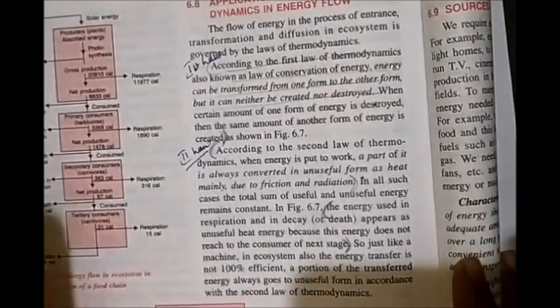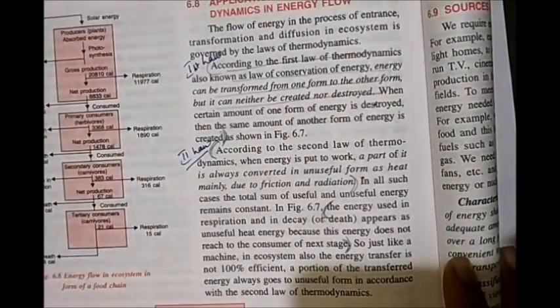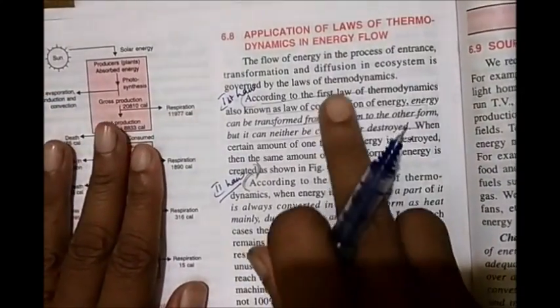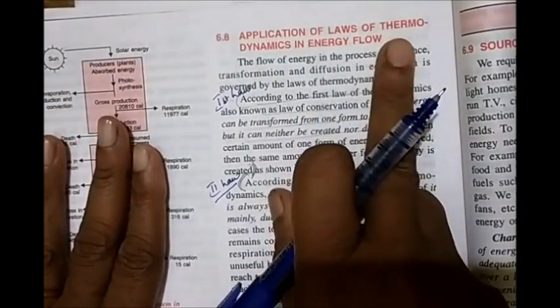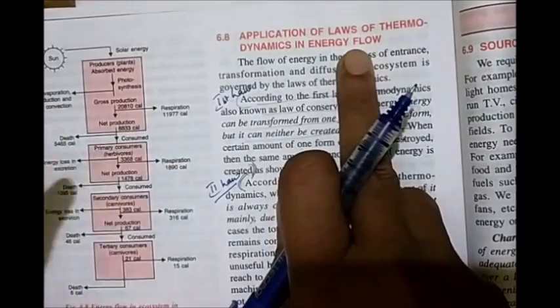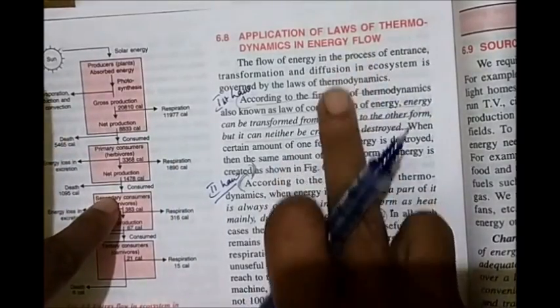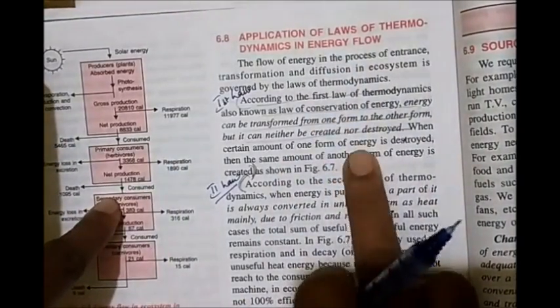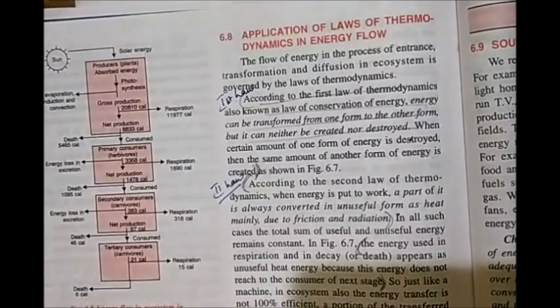So the question that comes is, you don't worry about this table, these numbers and all that. Usually what they ask is, what are the two laws of thermodynamics that are applied in energy flow in an ecosystem? Explain it. So state the law and explain how it applies to energy flow in an ecosystem.